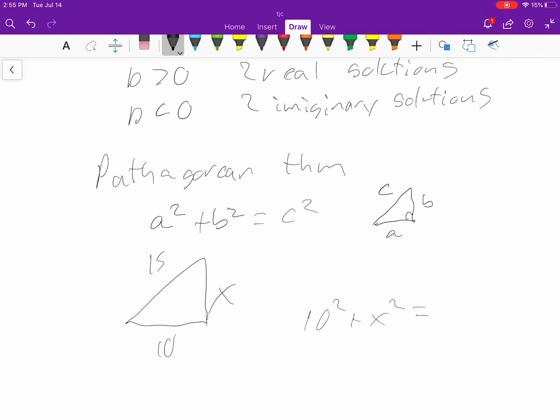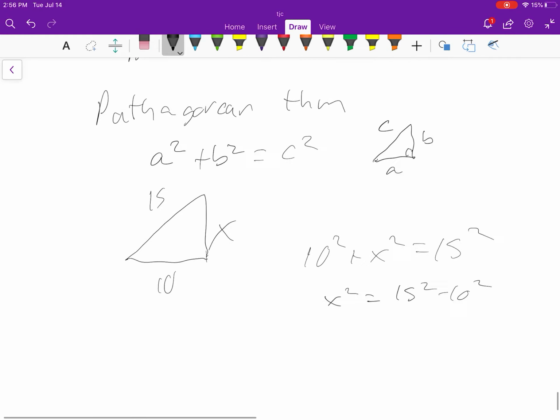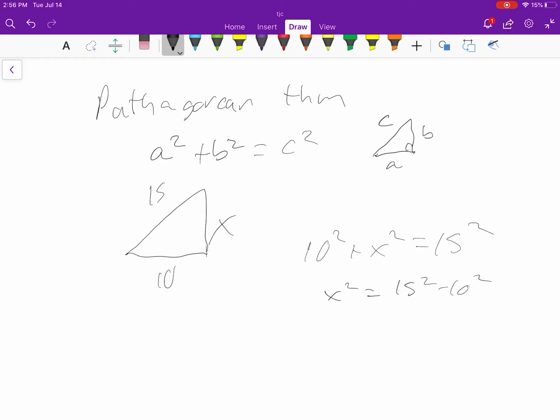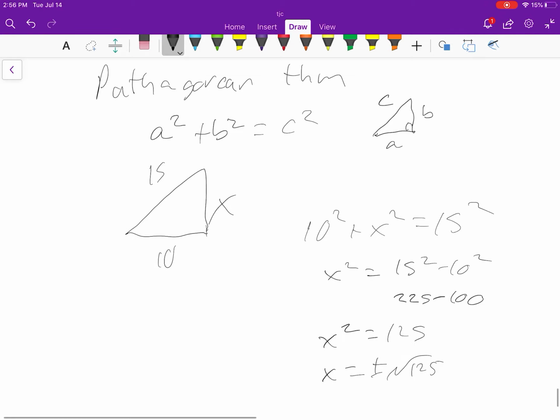Well, then you're going to go 10 squared plus x squared equals 15 squared. All right? So then you're going to have x squared equals 15 squared minus 10 squared, which we just did: 225 is 15 squared. So you do 225 minus 100, go x squared equals 125, and then you take the square root of that. Okay? So things like that. So you need to know the Pythagorean theorem.